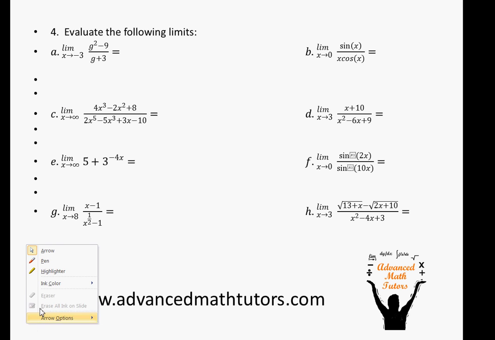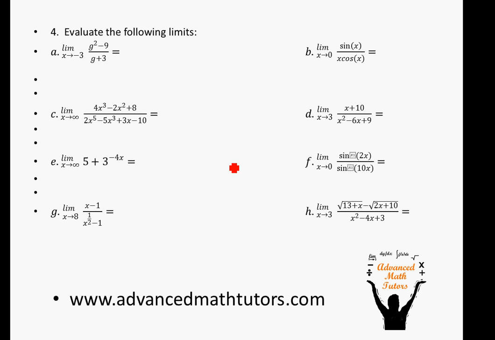Alright, we just did E, we're on F now. We have the limit as x goes to 0 of sine 2x over sine 10x. When you plug in 0, you get 0 over 0.